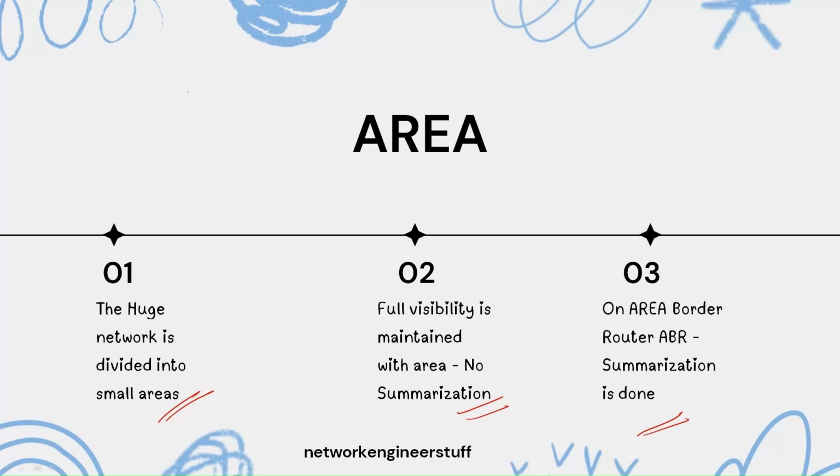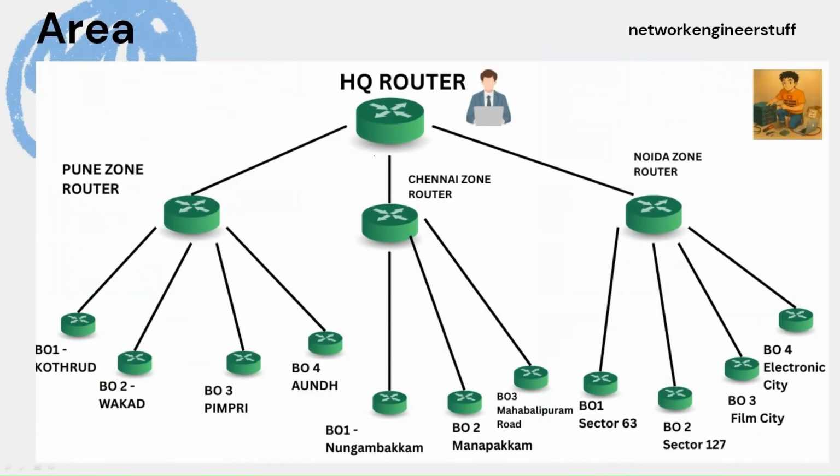So we see that there are two issues. One, frequent OSPF update, and second, lack of visibility. So to solve this problem, we have this solution, that is creating areas. Okay, I'll repeat again. The huge network will be divided into smaller areas. Within an area, no summarization. Summarization will be done only on the border router, the area border router, which is ABR. I'll also explain in detail what an ABR is.